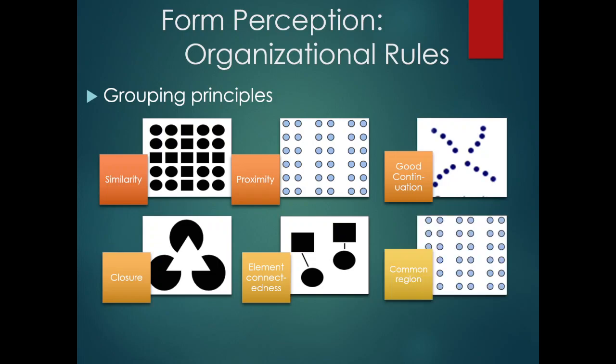And then finally, common region. So I'm using the same example as I did for proximity because here we have these 3 columns, but if we have a common region where we put circles over them, we're going to say, okay, if you're in that circle, you belong together. Those that are outside the circle are not part of the form.